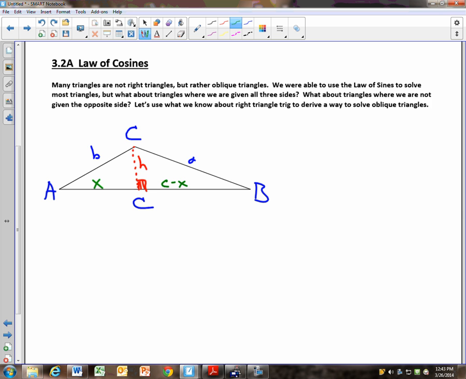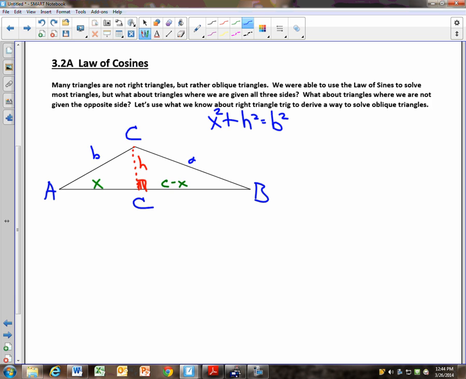All right, so that's what we got. So now, what formula do you know that requires the use of three sides of a right triangle? Pythagorean Theorem. Let's do it. A squared, or x squared plus h squared is equal to b squared. Any problems with that? You're right.